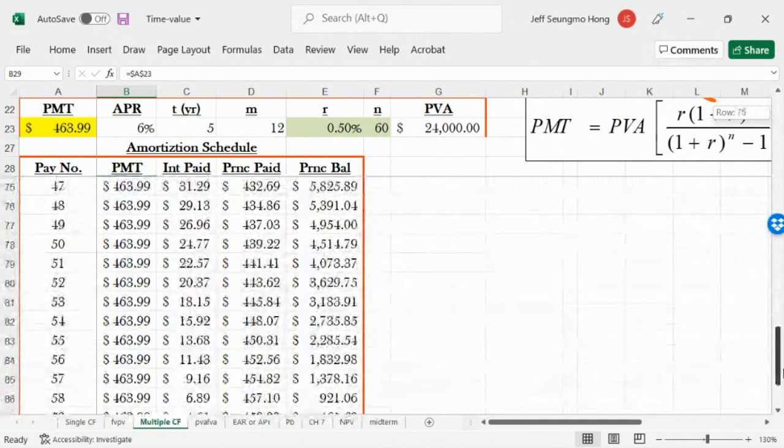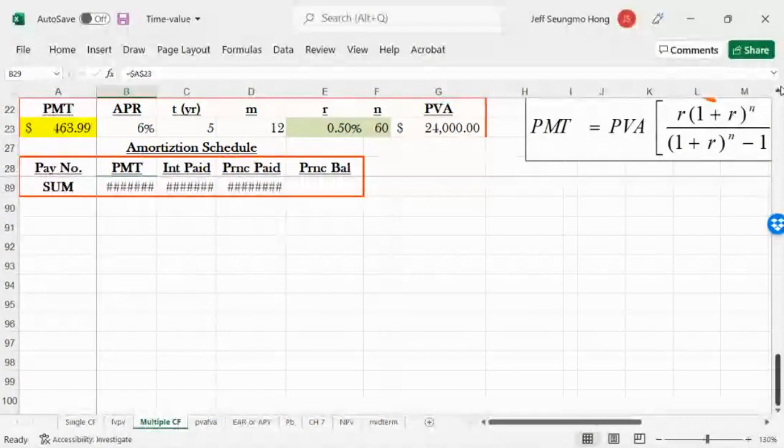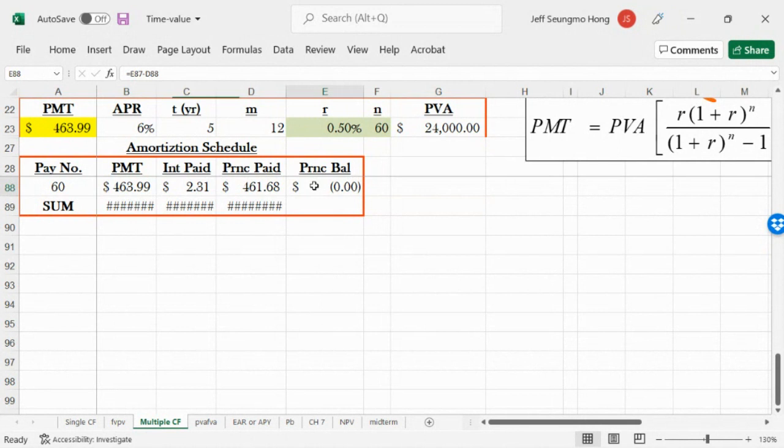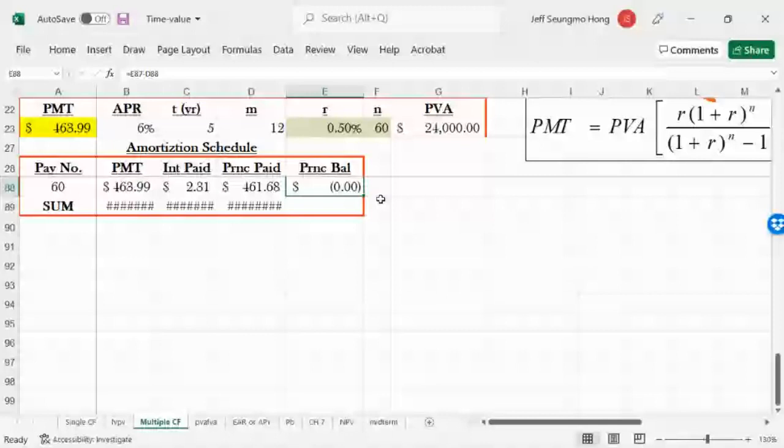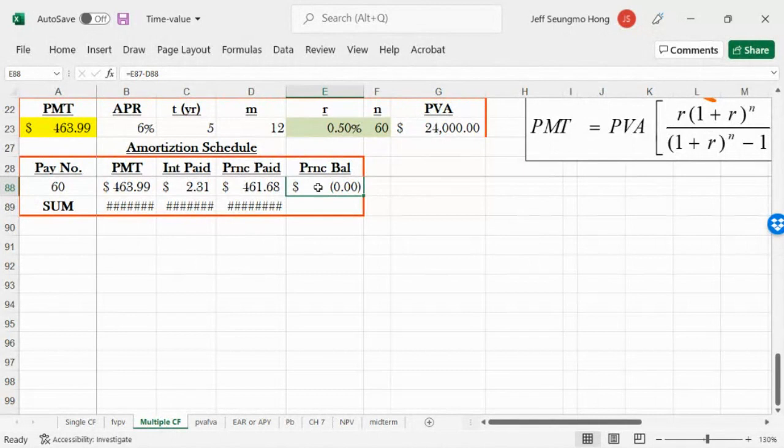So here, think about it. By the end of time 60, the principal balance must be zero. Isn't that right? It should be zero because you have paid off everything, right?